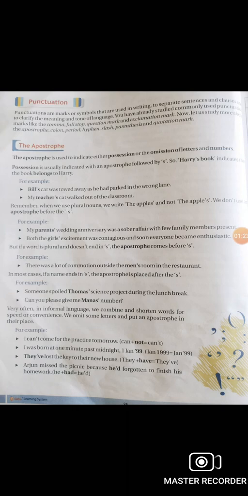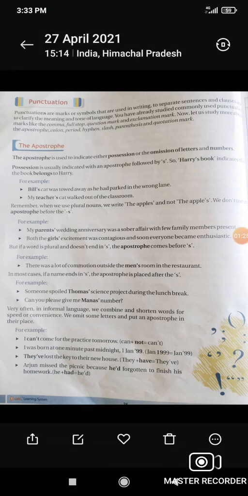In the same way, second sentence, my teacher's cat walked out of the classroom. Here, teacher is the noun. After the last letter we have put an apostrophe and s, and we have shown the cat belongs to the teacher. In the same way, when we talk about a plural noun where s is already being used, we will not put an apostrophe and s at the end of the word. We will only put an apostrophe after the s.